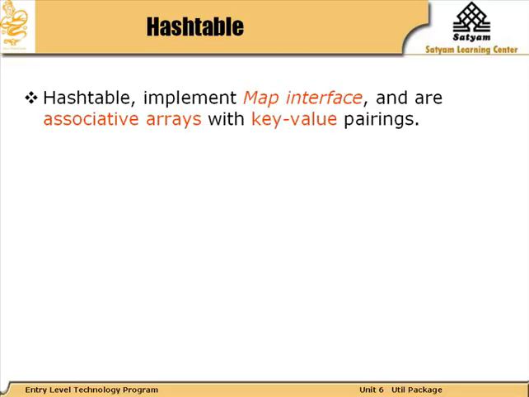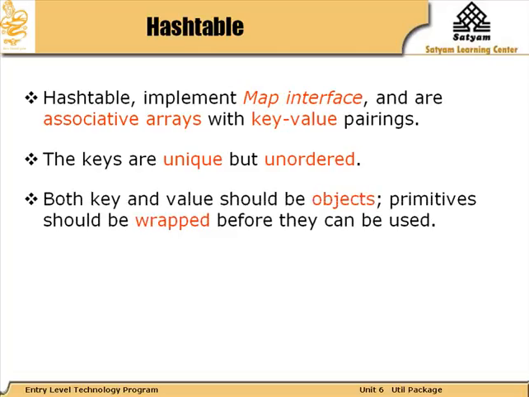Hashtable. Hashtable implements the Map interface and is an associative array with key and value pairs. Similar to the HashMap we have discussed, the keys are unique but unordered. Both key and value should be objects. Java primitive types should be wrapped before they can be used.